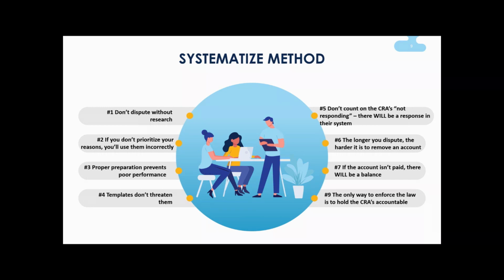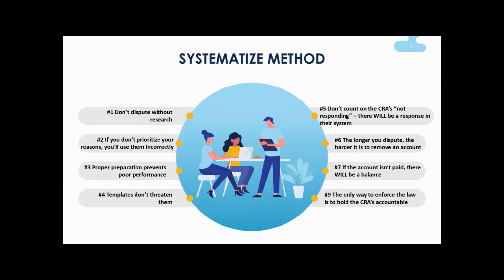Think about it from the creditor's point of view. If they knew that there's some magical letter out there that would remove whatever balance they're saying that you owe, they wouldn't lend. They would stop lending because they know that all they have to do is post this to your report and you send in a letter and it's gone, right? They wouldn't be able to trust the system, okay? So templates don't threaten them. That's number 4.